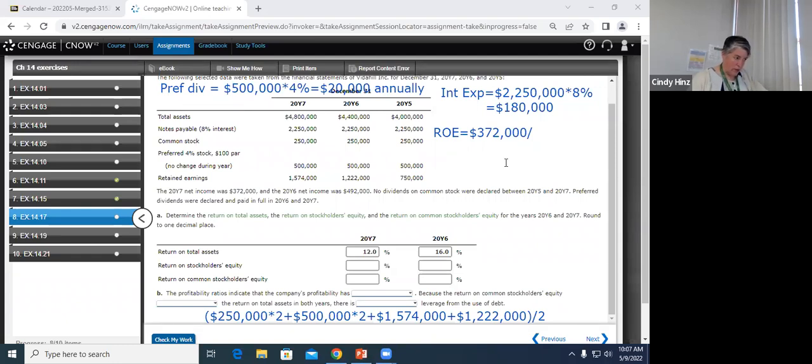250,000 times 2 for the common stock, plus 500,000 times 2 for the preferred stock, plus retained earnings for each year, and then divide that by 2. And so for our first year, the most recent year, the 2017, the average stockholders' equity, if I did my math correctly, was $2,148,000.